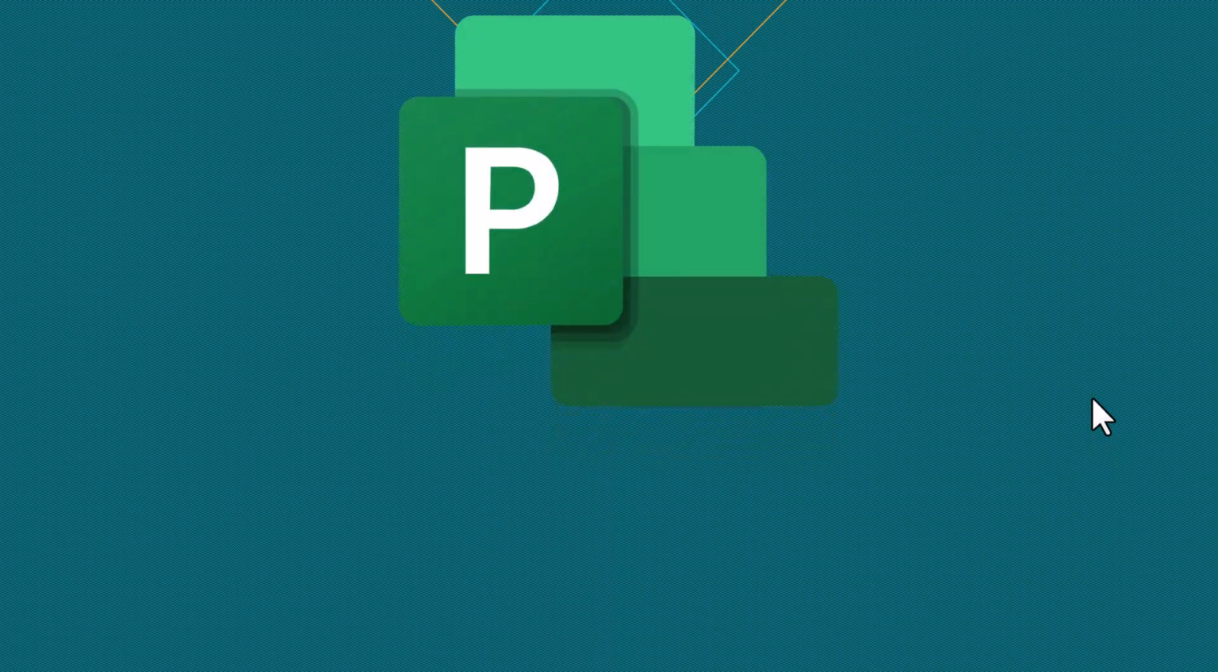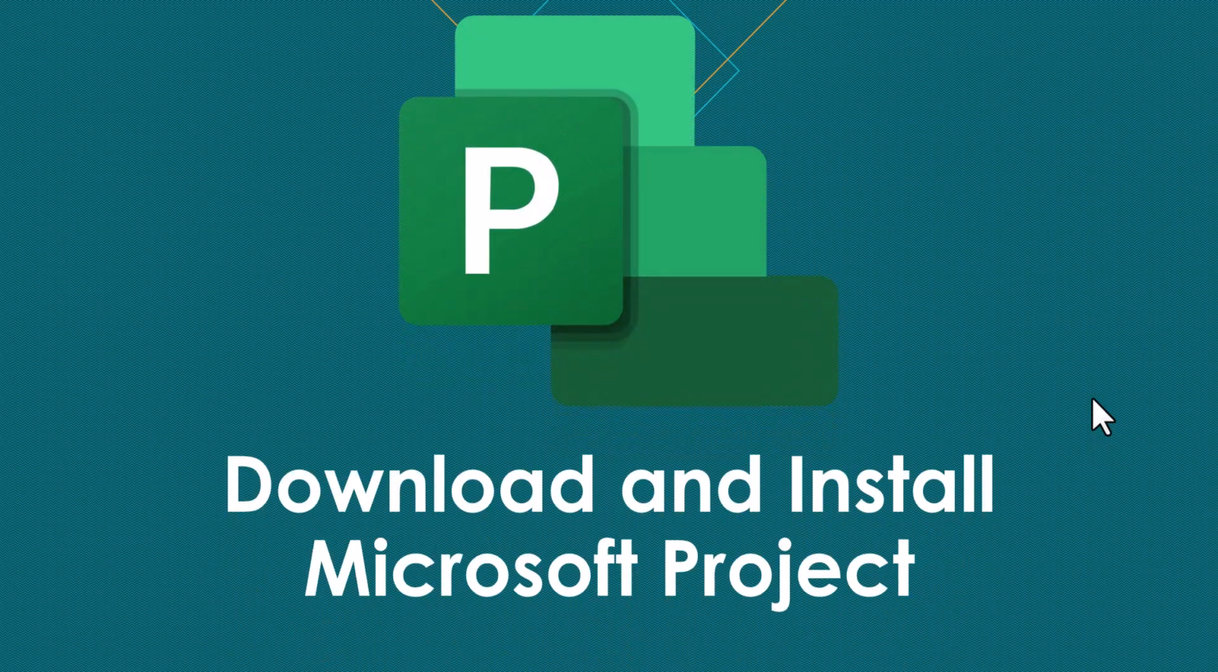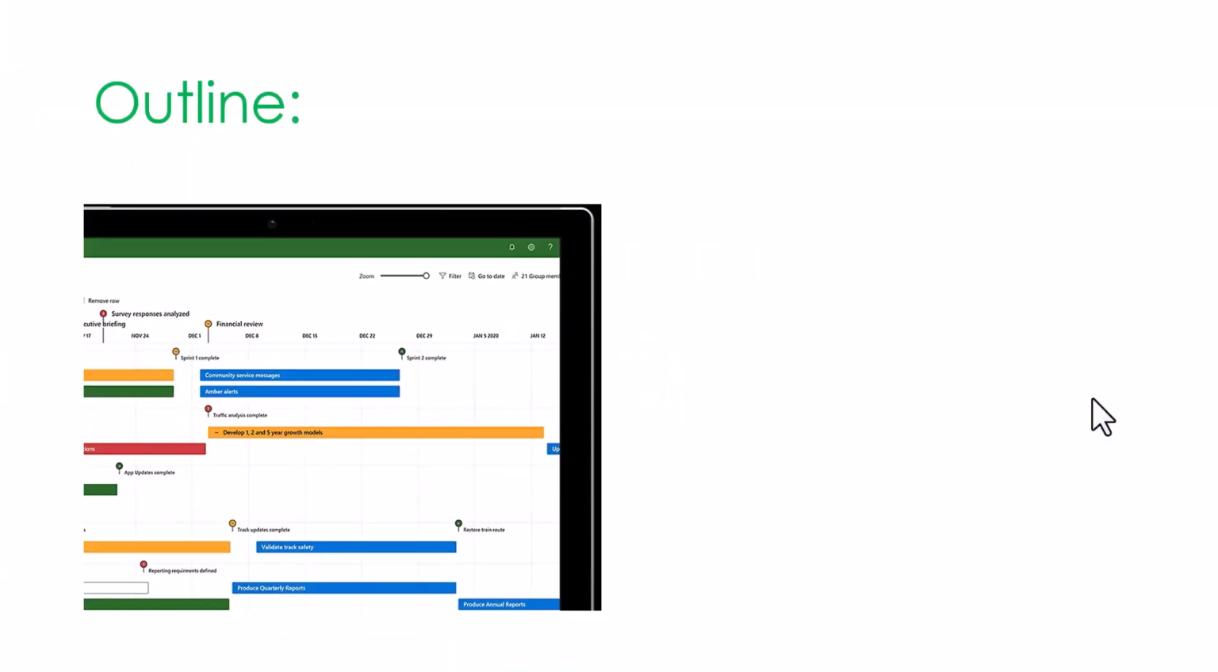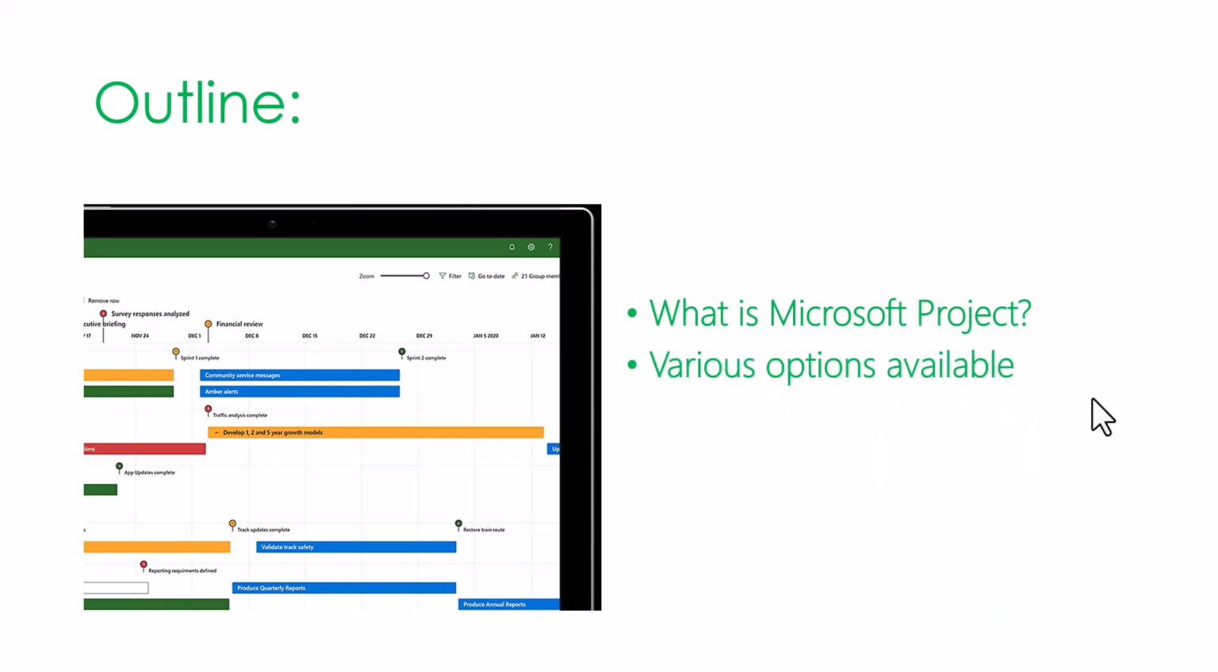My name is Emmanuel Itoje, and in today's video I'll be walking us through how to download and install the Microsoft Project. So what are the things we'll be looking at in today's video? The outline. We'll talk about what is Microsoft Project. We'll talk about the various options available if you want to download Microsoft Project locally, like having the client application. Then we'll go into a demo and we'll do a quick summary of what's been discussed so far.